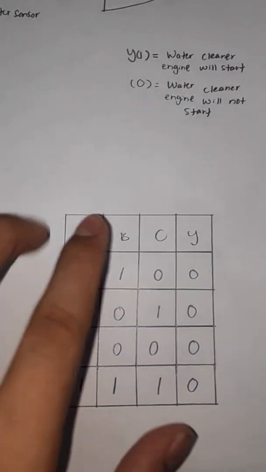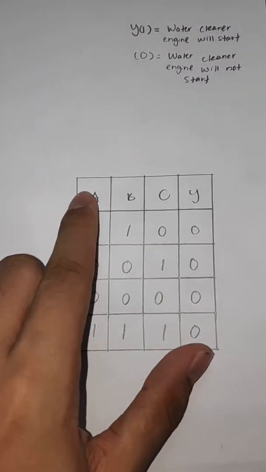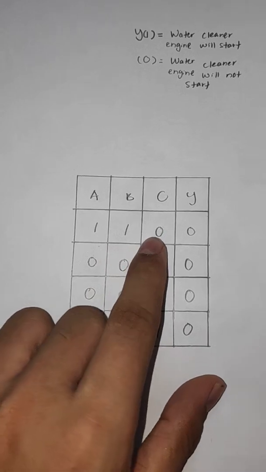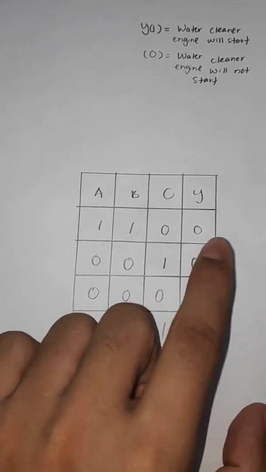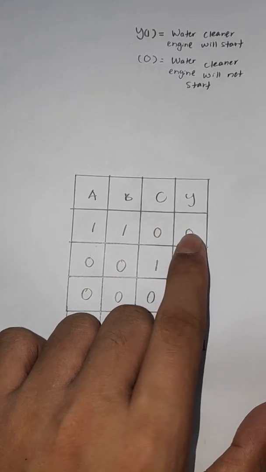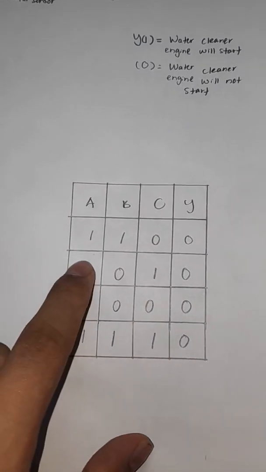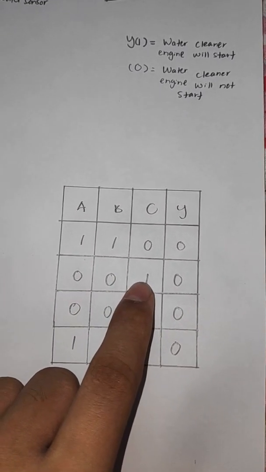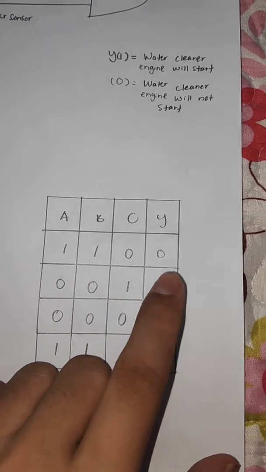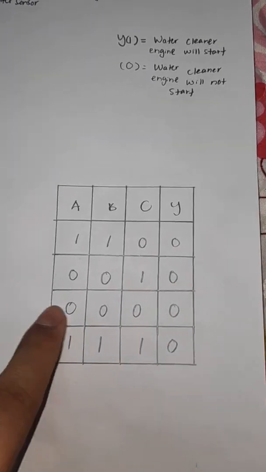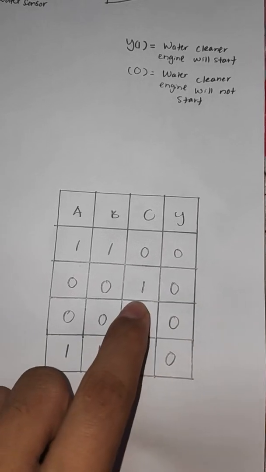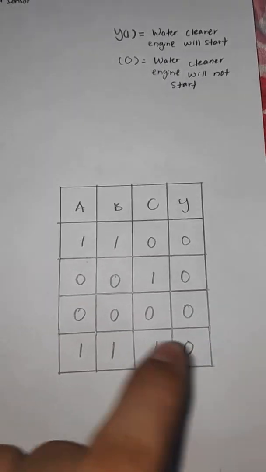Okay, for the table, if the switch is on, the timer will be on, but the sensor senses the water is still clean, so the water cleaner engine will not start. Then, if the switch is off and the timer is off, but the sensor senses the water is not clean, the water cleaner engine will not start. If the switch is off, the timer is off, and the sensor senses the water is clean, the water cleaner engine will not start.